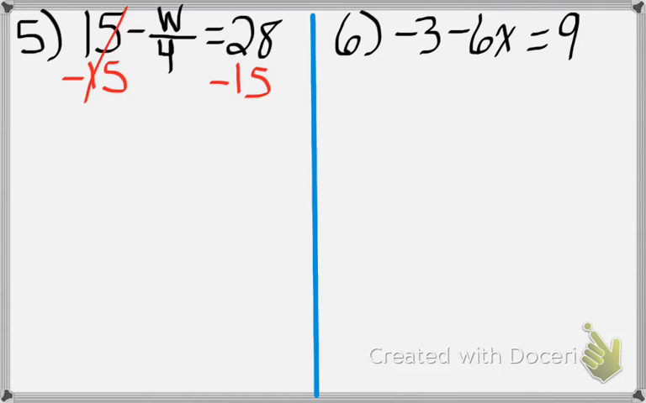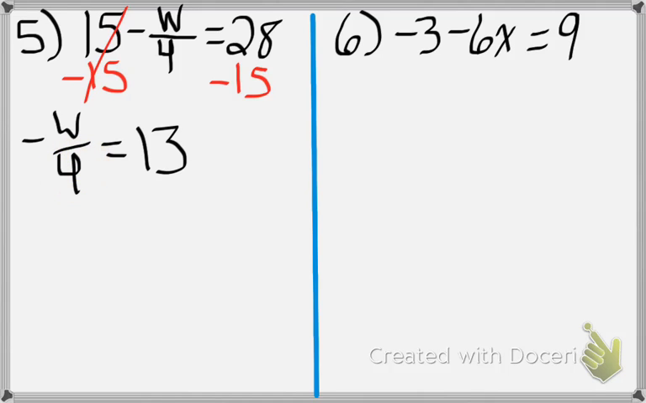It cancels, so on the left side you're left with, notice that's a minus sign, so it's negative W divided by 4. So negative W divided by 4 equals 28 minus 15, well that's 13. Now I want to point out, if your fraction is negative, that means either W is negative or 4 was negative.